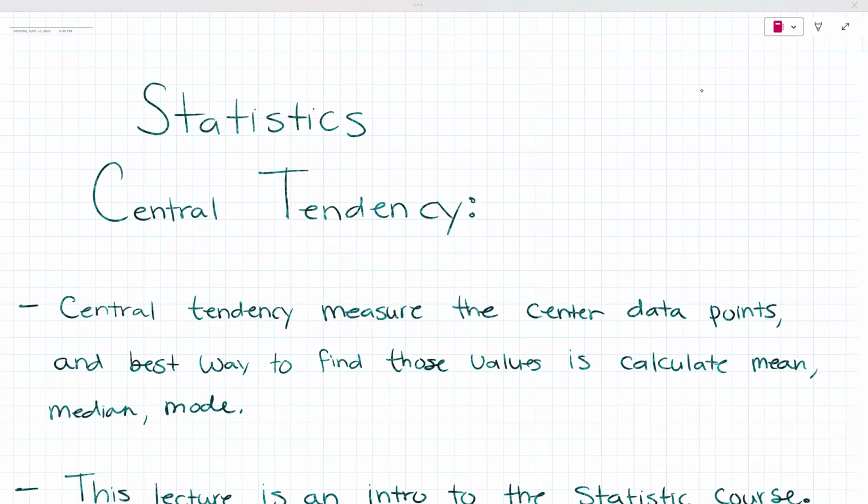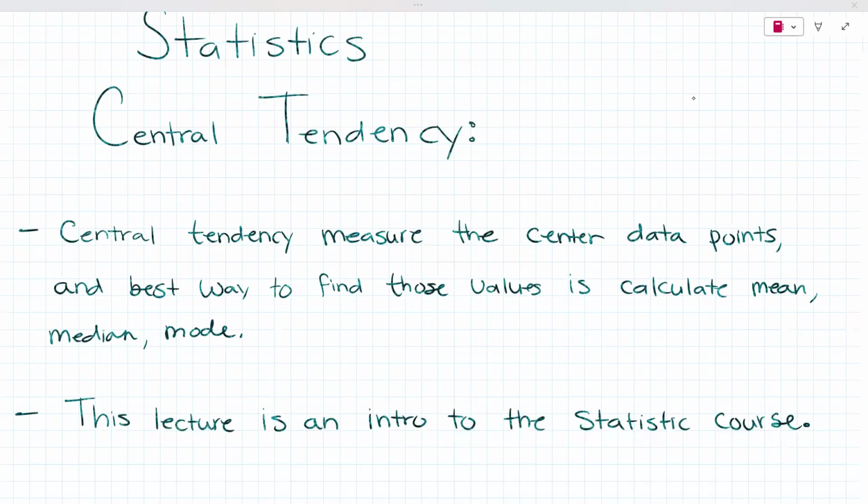In this video, I will introduce central tendency, which is the center of data points. You can find the center of data points by finding the mean, median, mode, and range, which we will go over. And then I will introduce the stem and leaf, and the box and whisker plot, percentiles, and the mean absolute deviation. So let's talk about central tendency.